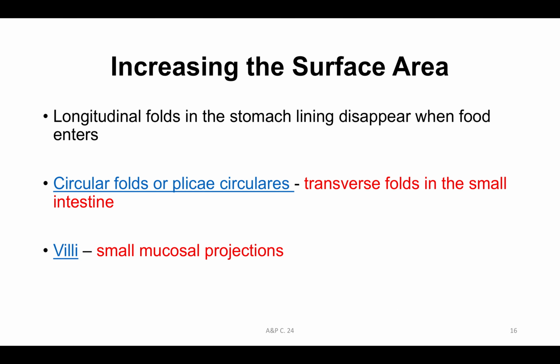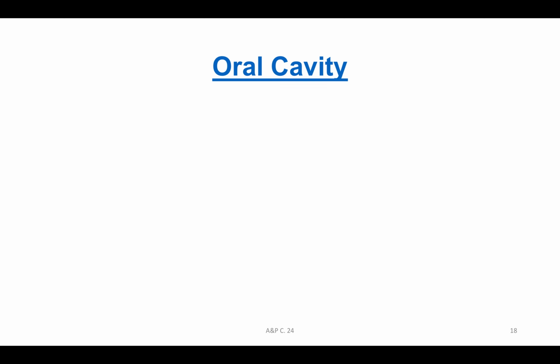Your digestive system has ways to increase its surface area, so the organs can be compact in that tight space, but they still have a lot of area to work with. You have circular folds in your intestine, and you also have villi in your intestines, which are just going to help with the process of absorption and expanding so food can fit through them.